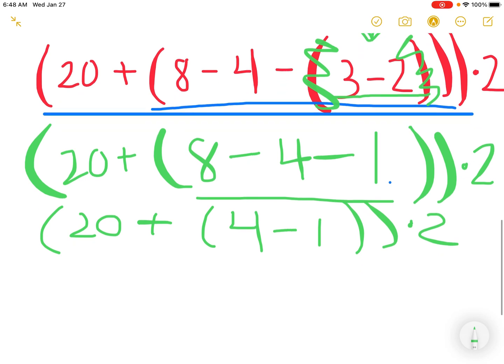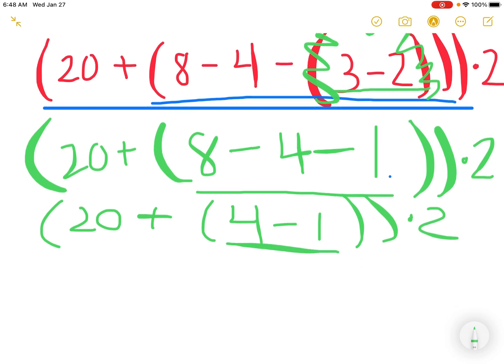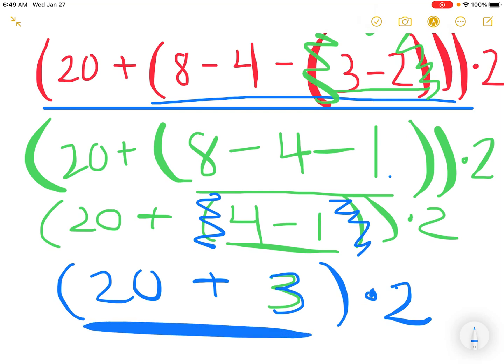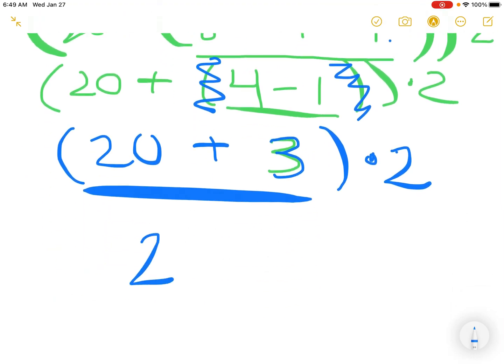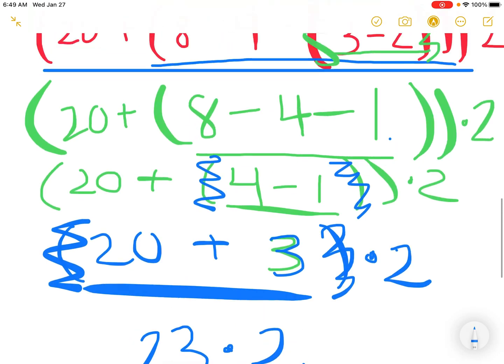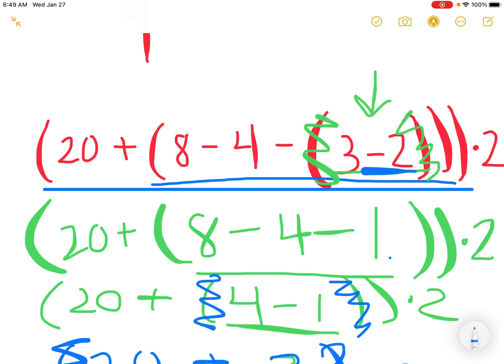So 4 minus 1 is still in that first most internal set of parentheses, so I need to do that next to get 3. Now that I got that set of parentheses down to one number, I get to lose that set of parentheses, but not until I get them down to that one number, 3. Now I just have that one last set of parentheses, 20 plus 3, which is 23. Now I get to lose all of the parentheses and take 23 times 2. That gives us 46.